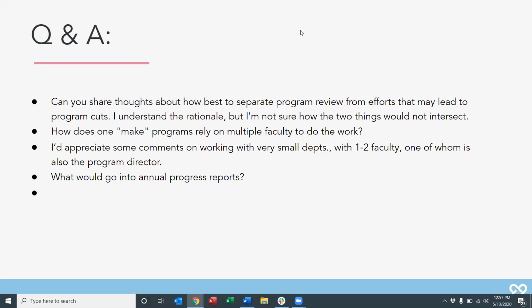Great. How does one make programs rely on multiple faculty to do the work? This is like the $1 million question, right? How do I make that happen so that it's not just one person sitting and doing all of the work? I think a lot of this comes with what we talked about at the very beginning: the why. Why is it important? Why are you doing program review? Is it just to go through the motions and say you did it and it goes on a shelf? Or is it truly to help improve and assess the quality of the program?